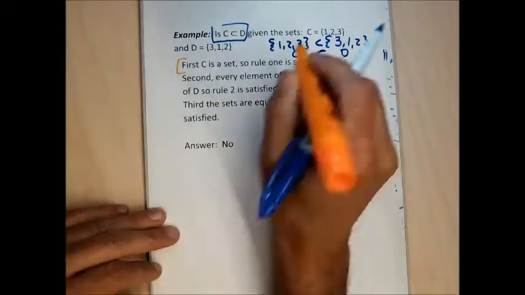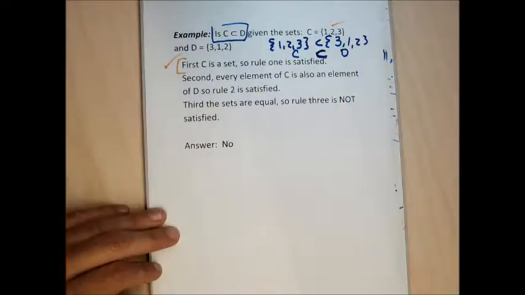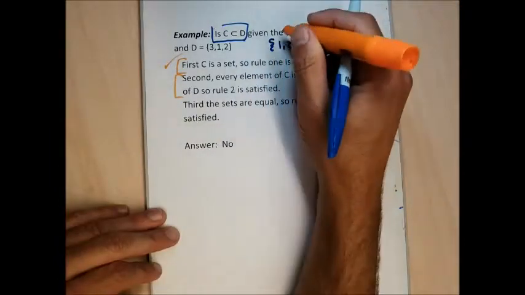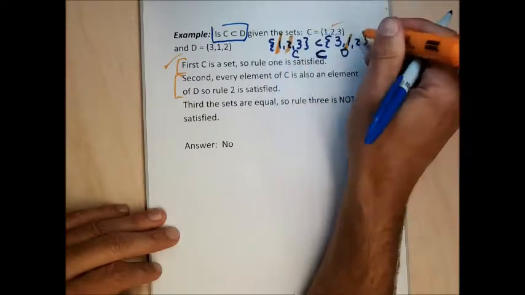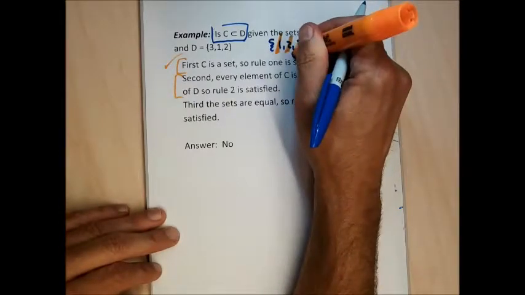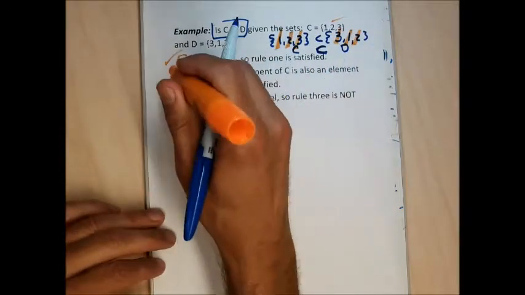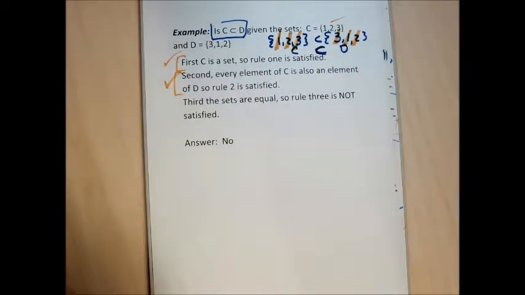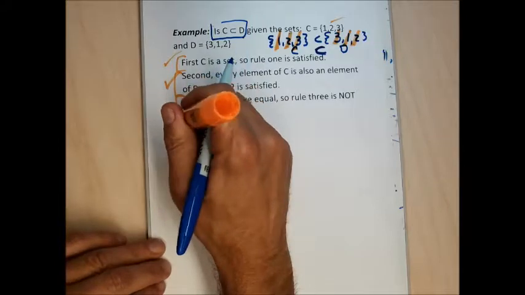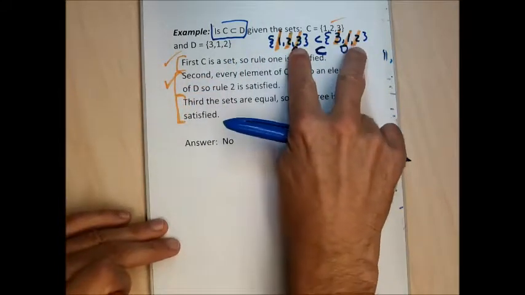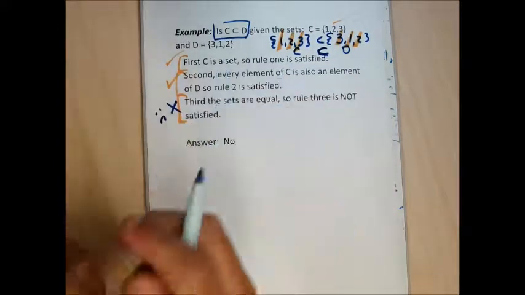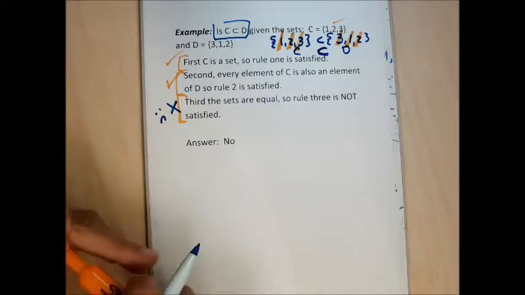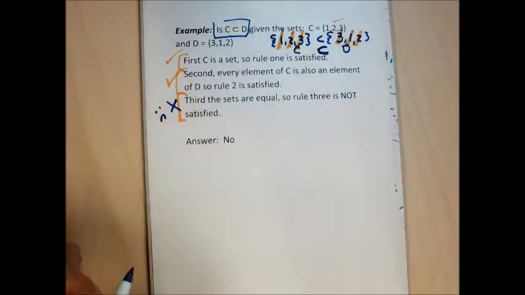First rule, C is a set because it's in set braces, so the first rule is satisfied. Second rule, every element of C is also in D. Well, the three elements in C: 1 is in C, it's also in D. 2 is in C, it's also in D. 3 is in C, it's also in D. So every element in C is also in D, so it satisfies the second rule. The third rule says the sets can't be equal. Unfortunately, these sets are equal because they have exactly the same three elements. So the third rule isn't satisfied because this symbol doesn't allow the sets to be equal.